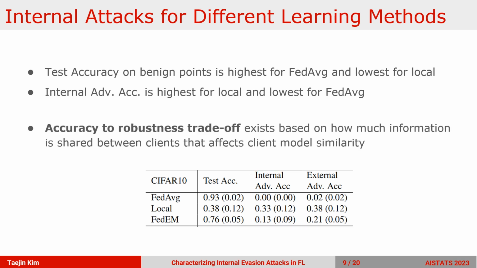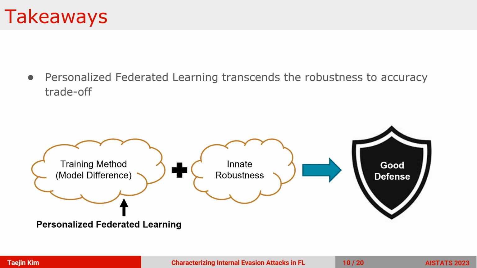So we see that this accuracy to robustness trade-off exists based on how much information is shared between clients. We further take note that personalized federated learning somewhat transcends this robustness to accuracy trade-off, as it had both a high test accuracy and a higher robustness than federated average. So for the training method or inducing model difference, we use the idea of personalized federated learning.